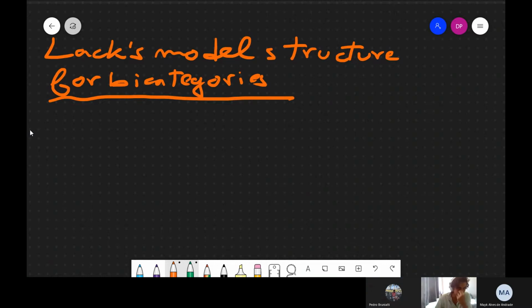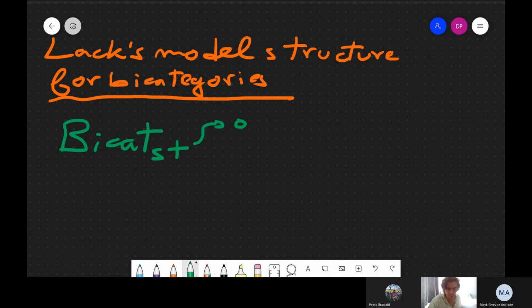Okay, so today we'll be talking about Lack's model structure for bicategories and what this means, what this comprises. Here we're talking about the model structure on the category of bicategories and strict functors between them. This means that the objects will be bicategories, which are just two-categories in which the composition of two morphisms is only associative up to a chosen coherent natural isomorphism.